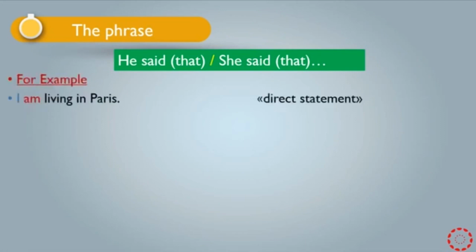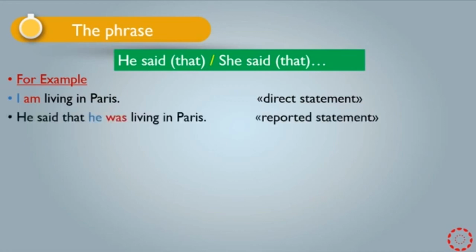For example, I am living in Paris. This is a sentence. Someone said, I am living in Paris. And this sentence is called direct statement. Now we have to change to indirect statement or indirect report. Or you can say report statement. As you see, we have I and am, that I colored in blue and red. So we have to know that I and am, it changes. So it became like that. He said that.